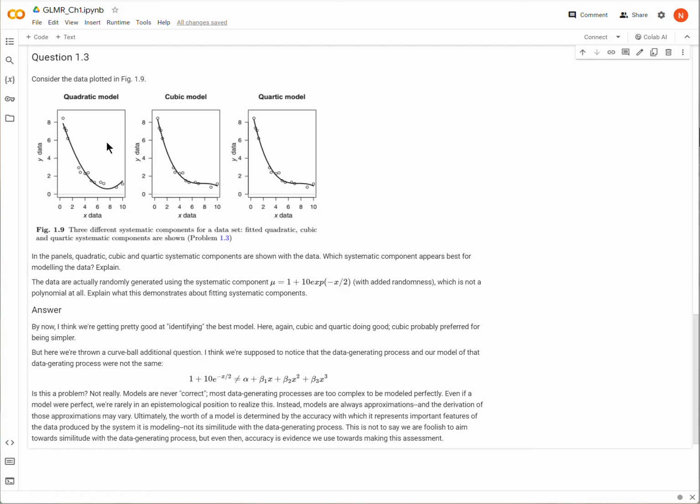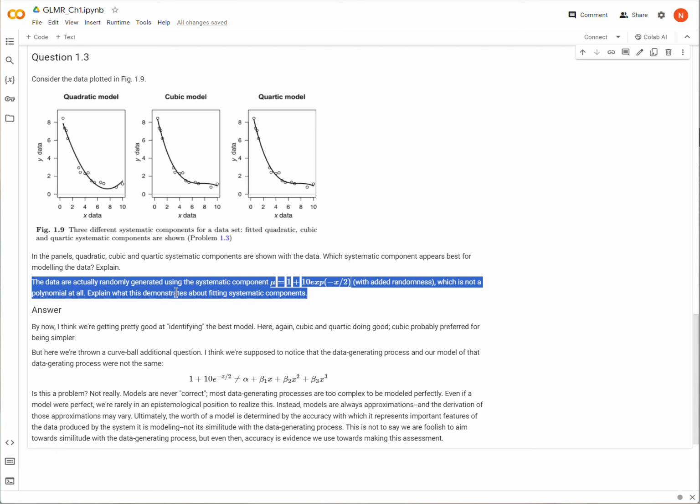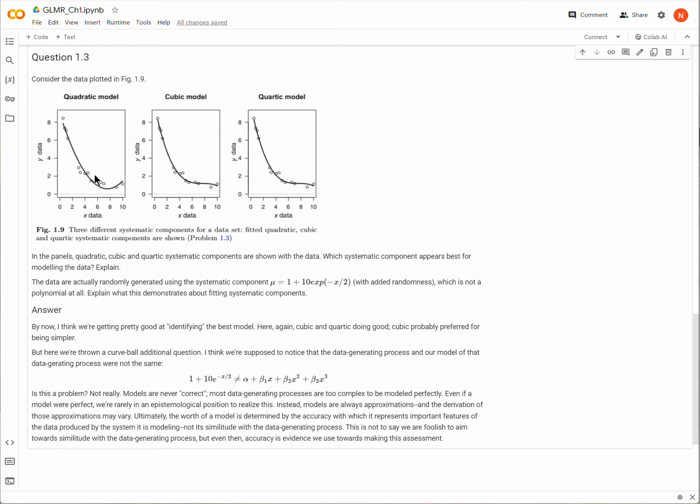But now this question 1.3 asks us something a little bit nuanced. It says, okay, these data points here, these were actually generated by a computer randomly using this equation right here. And there's nothing special about that equation, okay? And there was some randomness associated with that. But in other words, this is like the regression that was actually used to generate the data, right?